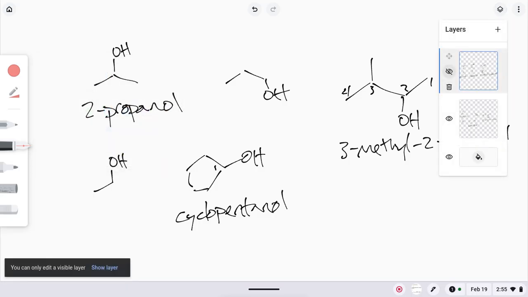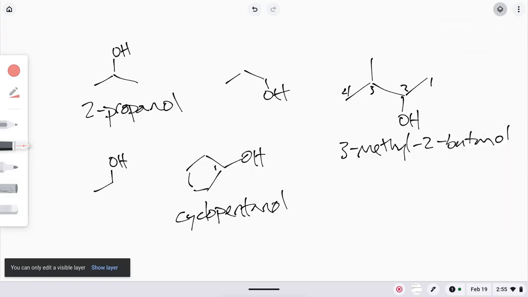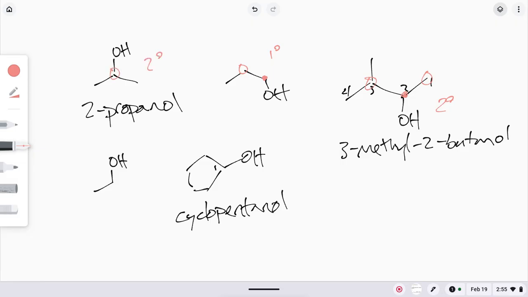What did I do? If I have that hydroxyl bearing carbon and it's attached to 2 other carbons, this is a secondary alcohol. This one, since this carbon is only attached to 1 other one, is primary. This one is secondary. If I was going to be consistent, that carbon is attached to 2 other carbons, that's secondary. This one is primary.